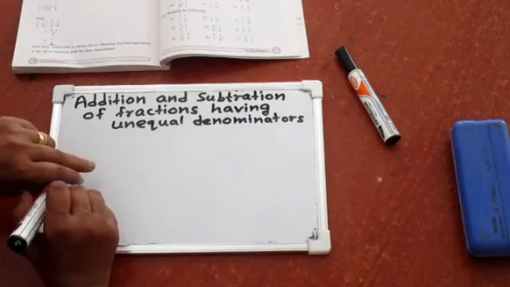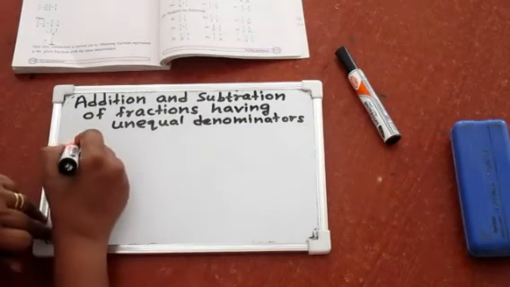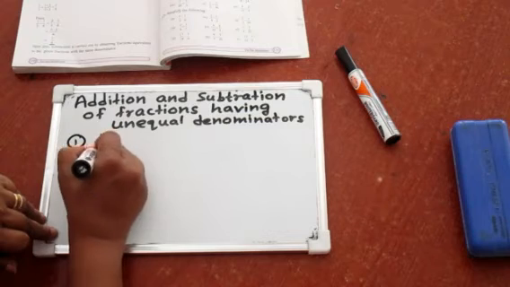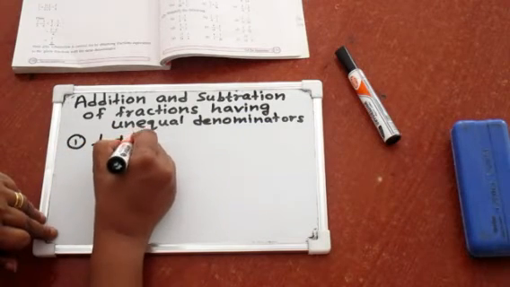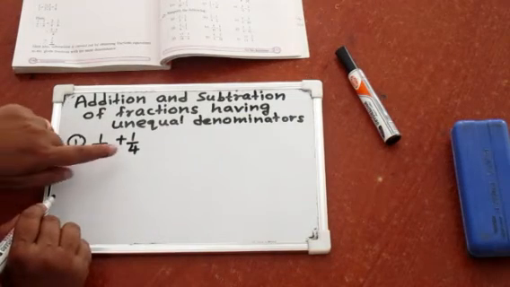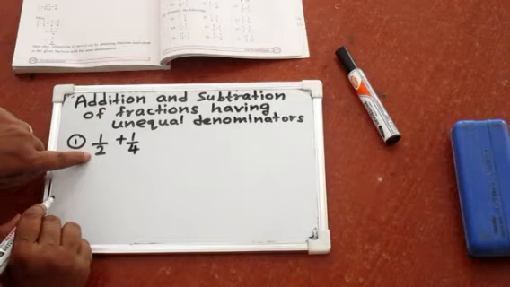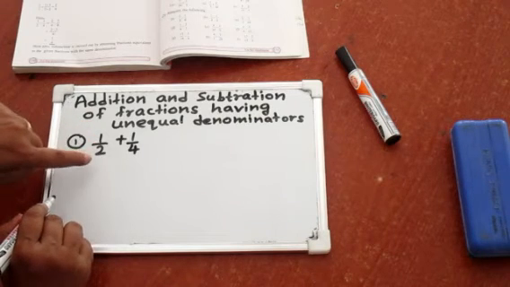Let's do addition and subtraction of fractions having unequal denominators. Now see the first example: 1 over 2 plus 1 over 4. Now you can see denominators are different from each other. So we have to make equal denominators. That means make equivalent fractions.